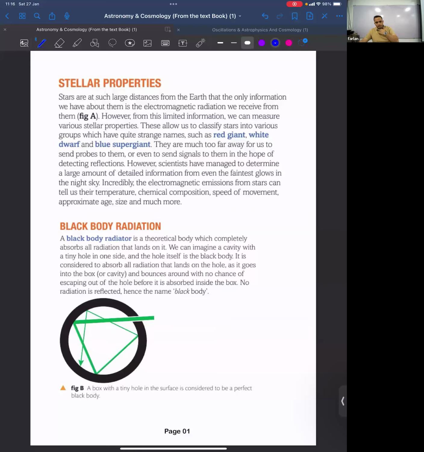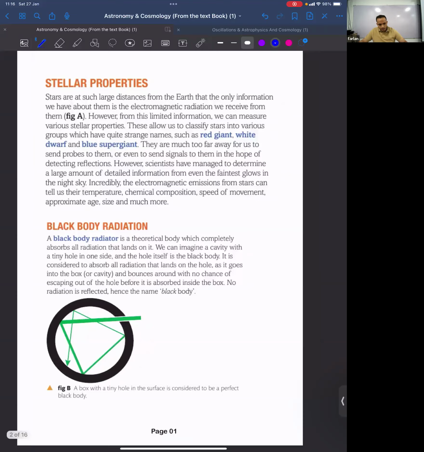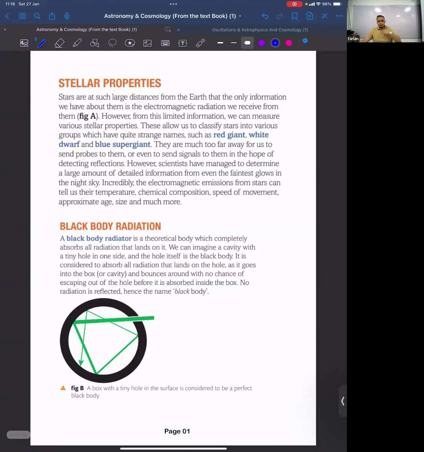Incredibly, the electromagnetic spectrum from stars can tell us their temperature, chemical composition, speed of movement, approximate age, size, and much more. From the electromagnetic spectrum that we are getting from the stars, we can determine all these details, and all these details can be taken from the electromagnetic spectrum that you are receiving from them. Black body radiation.